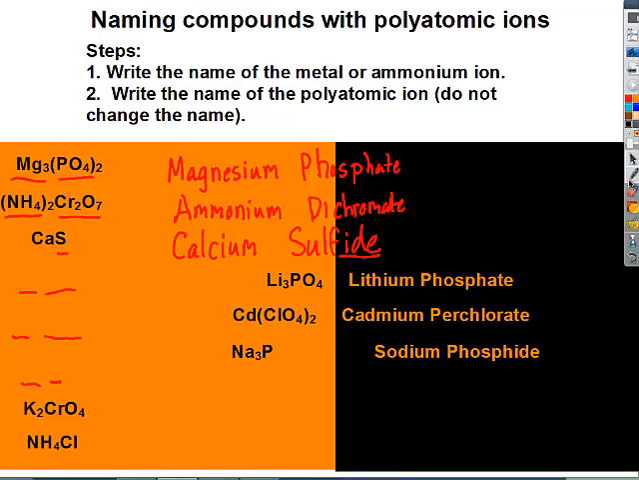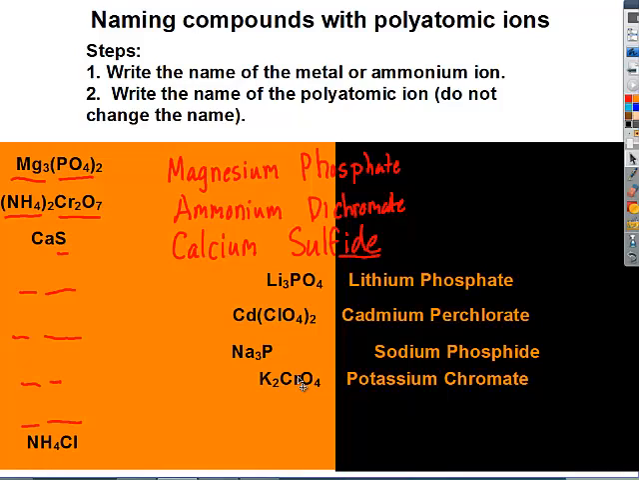Next one, I have KCrO4. K is potassium. CrO4, that looks like a polyatomic ion, so I'm going to flip over to the back. Let's find it. CrO4. There it is. It's chromate. So I just named the metal with the polyatomic ion. Potassium chromate.